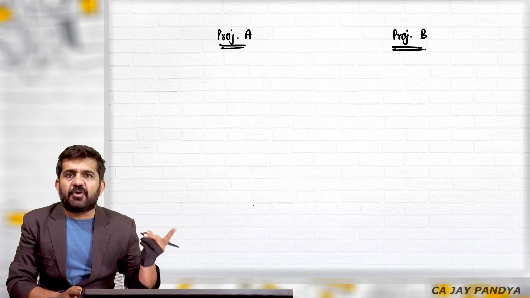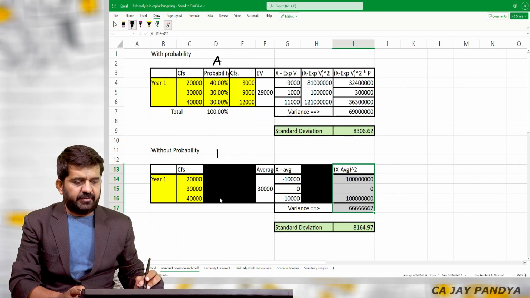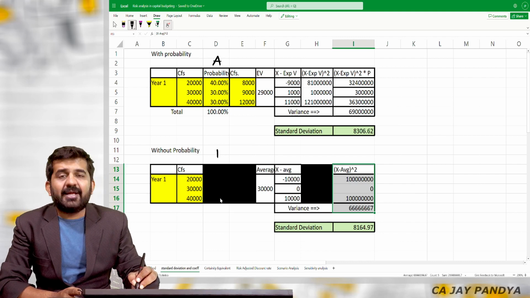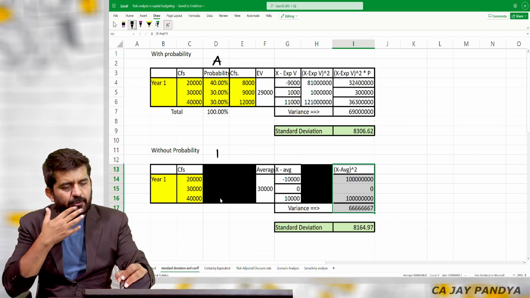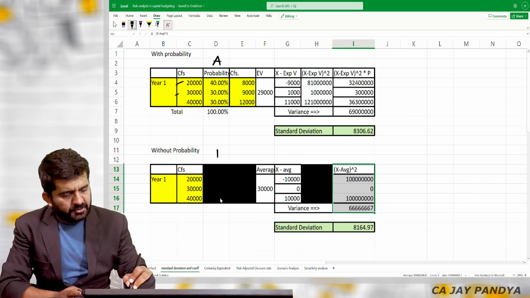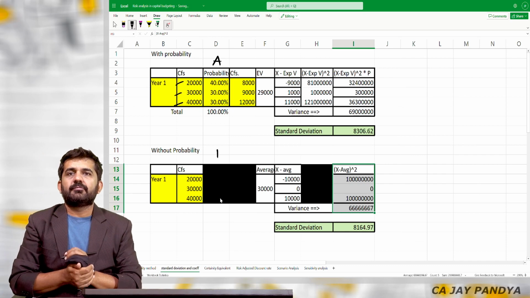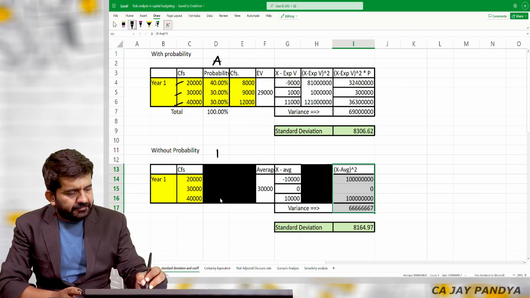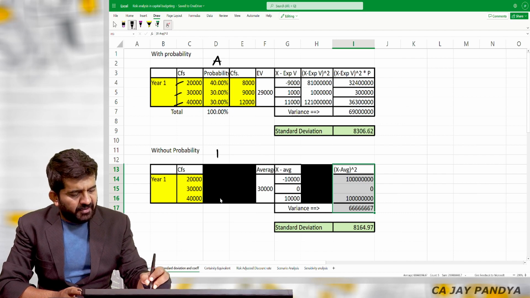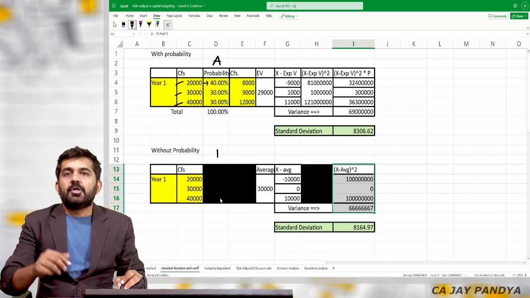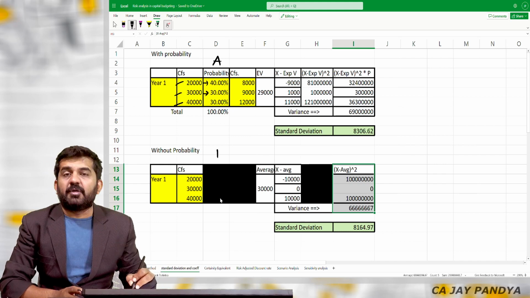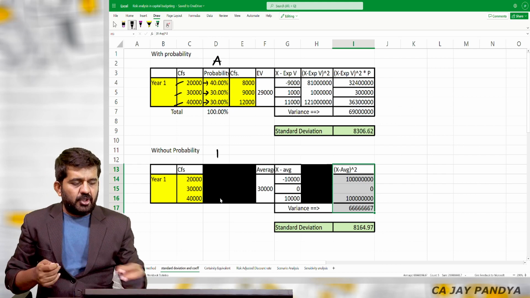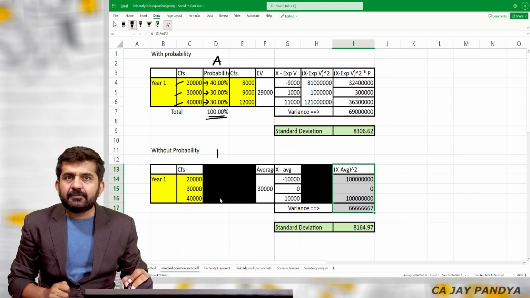Project A will last for 1 year. Project B will even last for 1 year. If project A is undertaken, there are chances that in the first year you might be earning a cash flow of 20,000, 30,000 or 40,000. The probability that 20,000 will occur is 40%, the probability that 30,000 will occur is 30%, and the probability that 40,000 will occur is 30%. Total probability should always be 1.